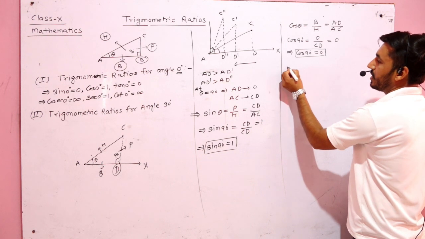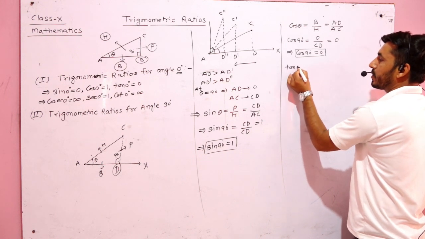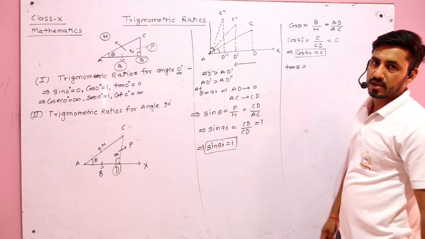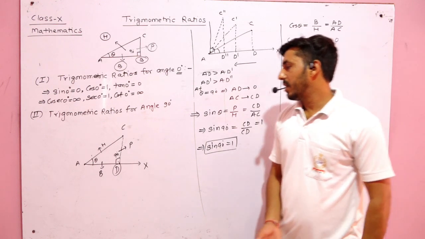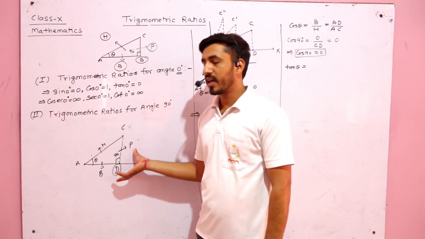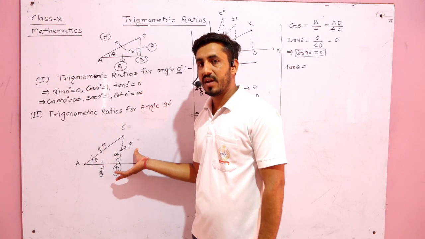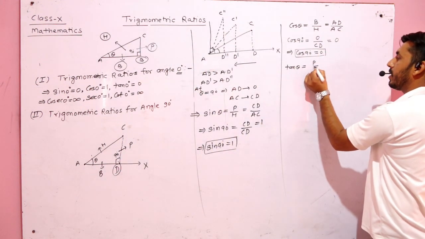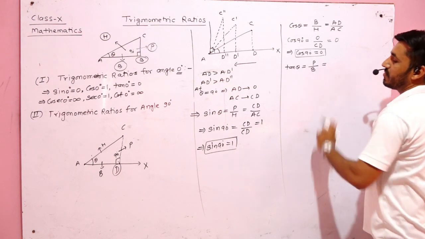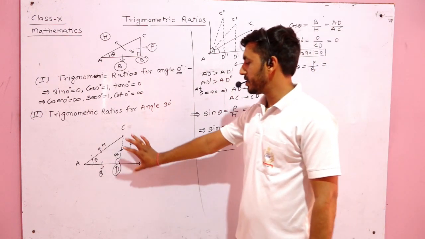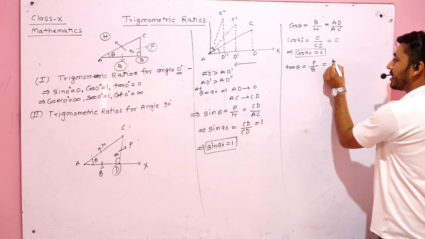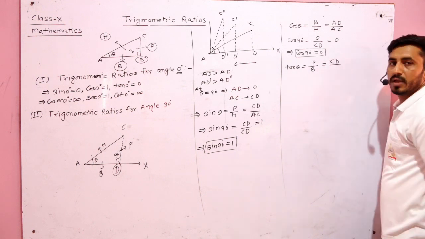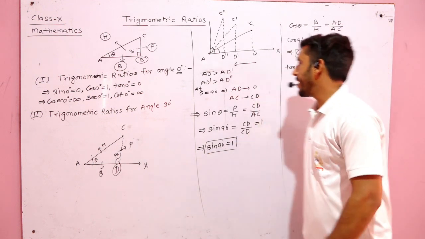Third condition, I am talking about the value of tan theta. You can see from this diagram, what is the value of tan theta? It is perpendicular upon base. What is the value of perpendicular? It is equal to CD, so I can write P is equal to CD. Then base is equal to AD.